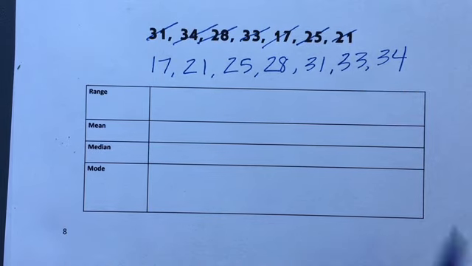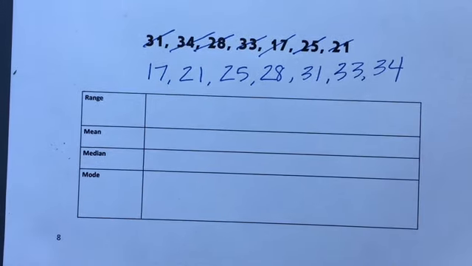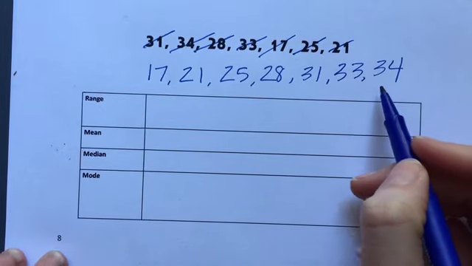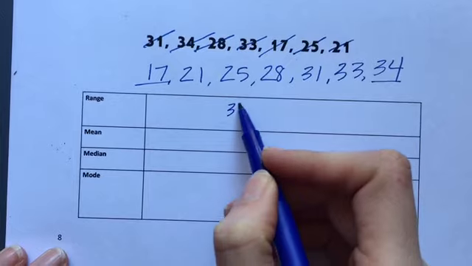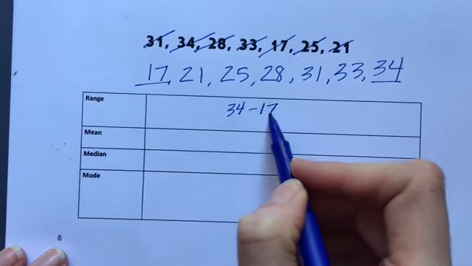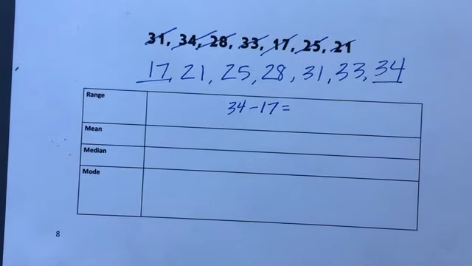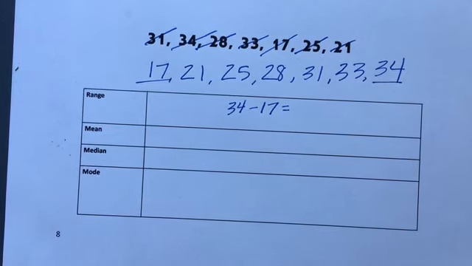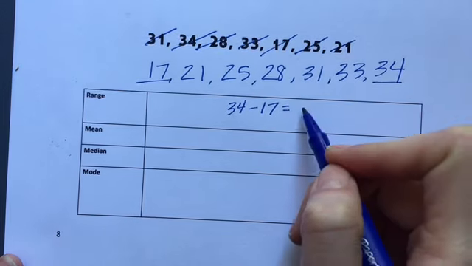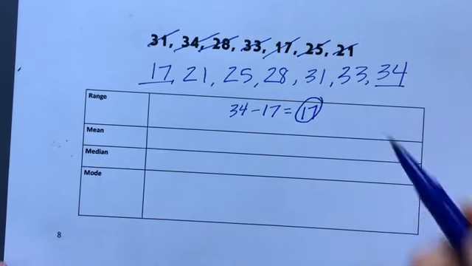So first of all, range, from our definition before, it's the difference between the greatest and smallest. Greatest, because we have it ordered, is 34, smallest is 17. 34 minus 17, you can do that by hand or you can use your calculator. I need to see this so I know that you understand what you're doing. And you should be getting what out here? You should be getting 17 as your range.